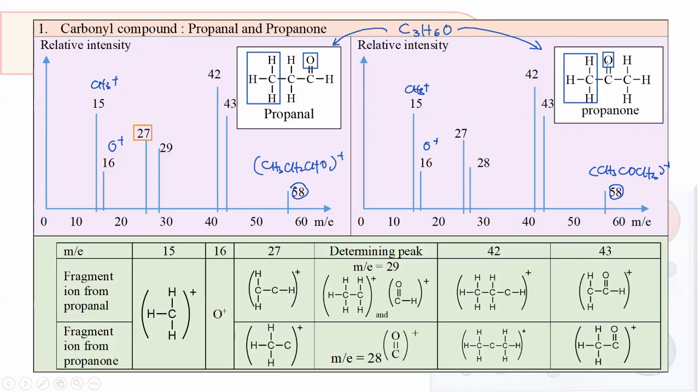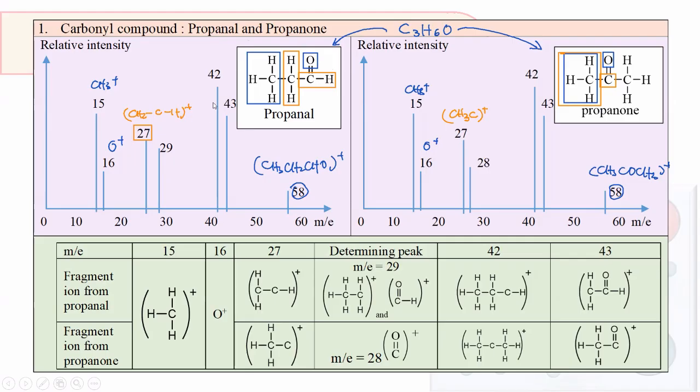C2H3. Sorry, C2H3 is this one. Okay, and then this one is this one and this one. Okay. So both of them will be able to give 27, where in 27 you have CH2CH plus. Okay, now here comes the determining peak.